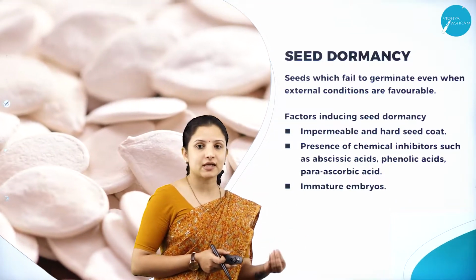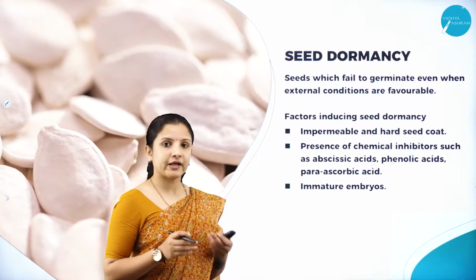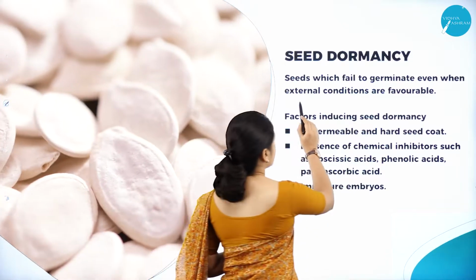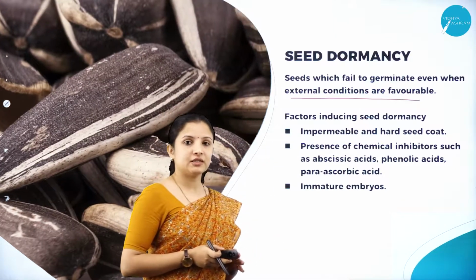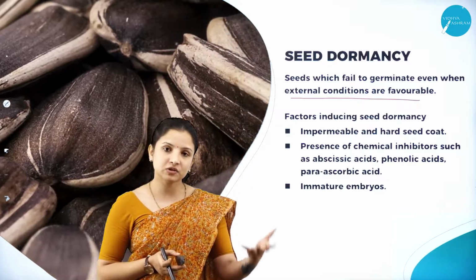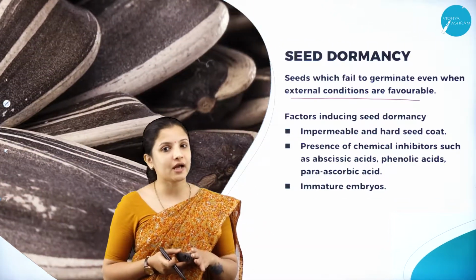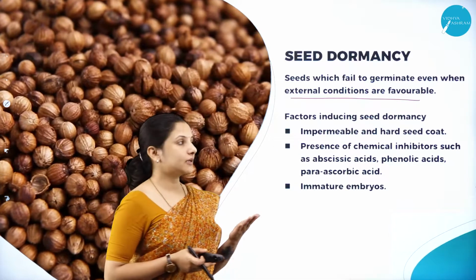So what exactly is seed dormancy? Seeds which fail to germinate even when external conditions are favorable is called seed dormancy. There are some seeds which require some external factors. For example, some seeds, if they have to germinate, have to pass through the digestive tract of a particular animal. Then only will they germinate. So that is one reason.